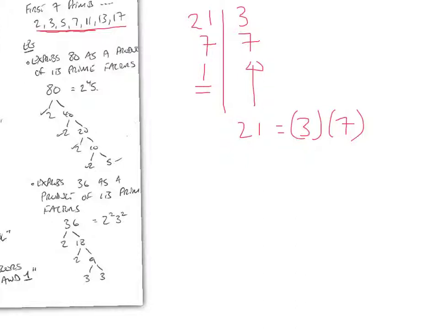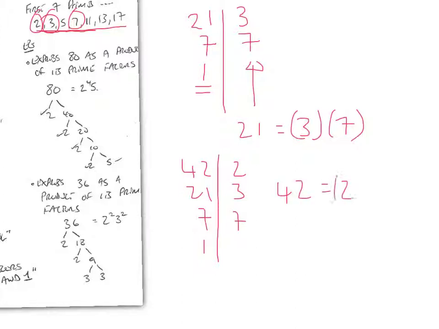Let's express 42 as a product of its primes. Well, we'll look at our list again and we can see that 2 will go into 42 21 times. From here we can see 3 will go into 21 7 times, and we can see that 7 will go into 7 once. So 42 expressed as a product of its primes is equal to 2 by 3 by 7. All the prime factors multiplied together give us 42.